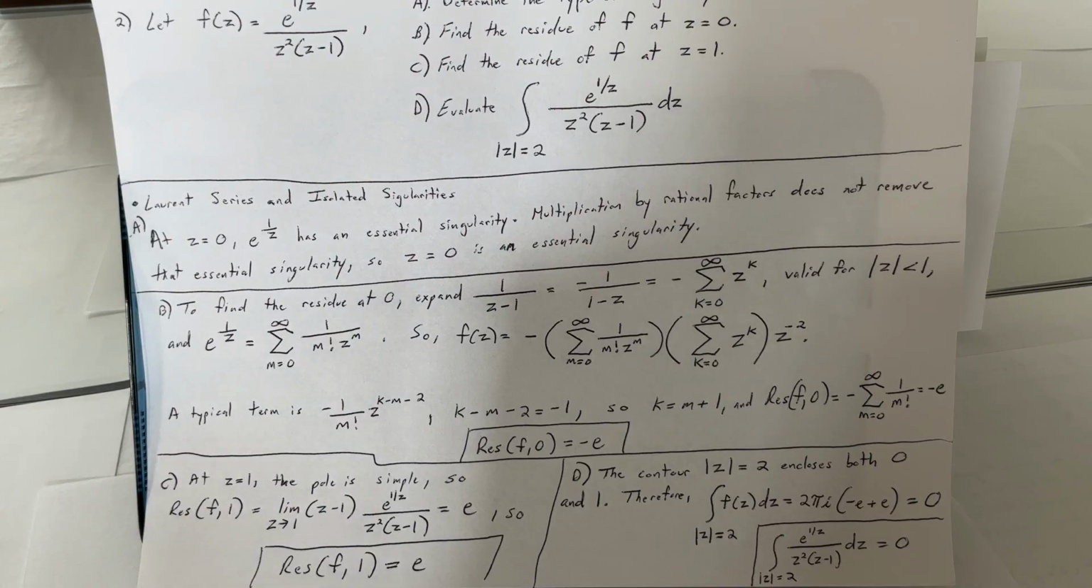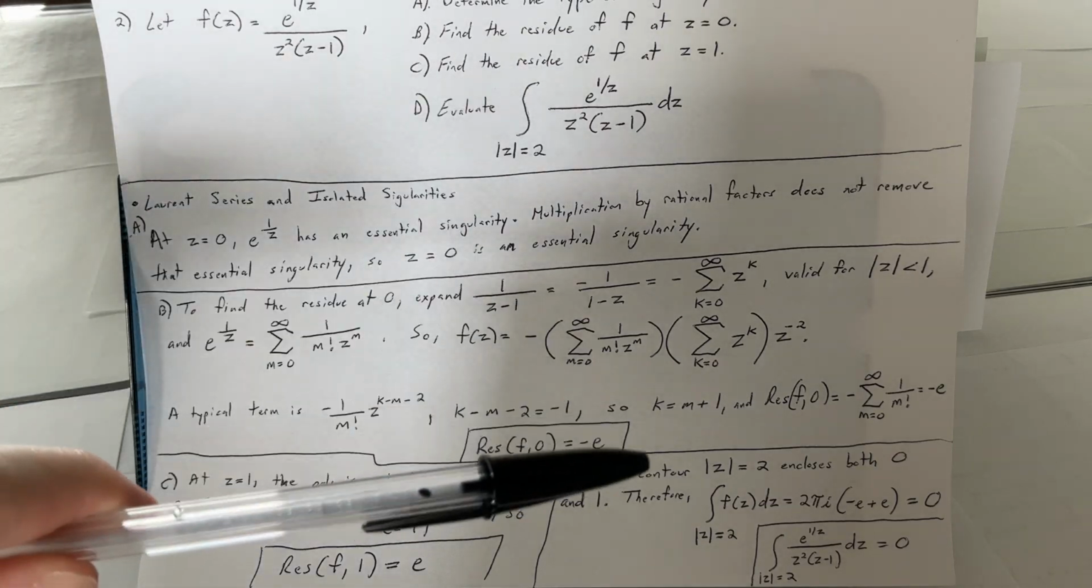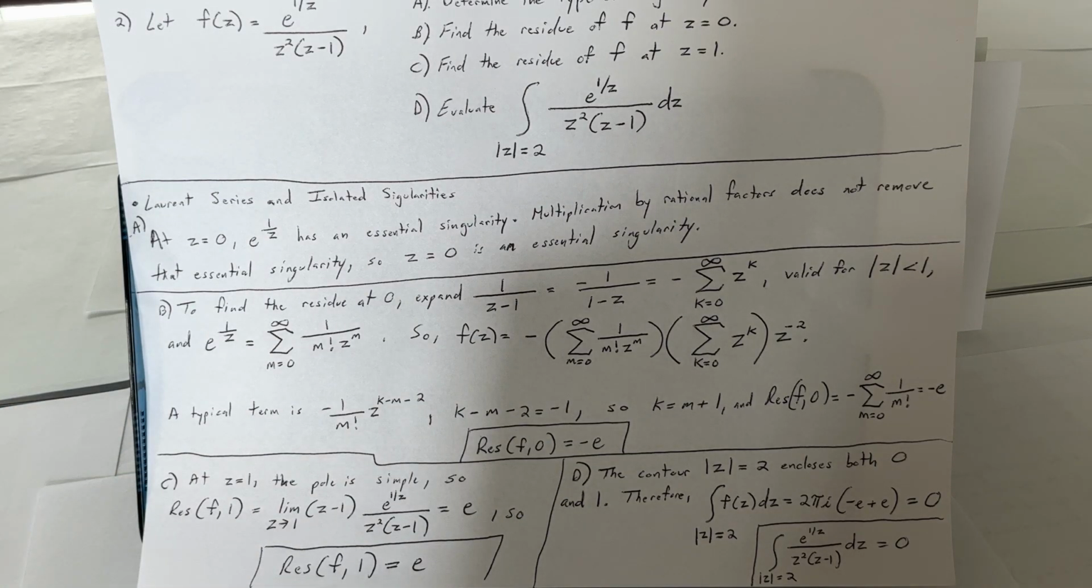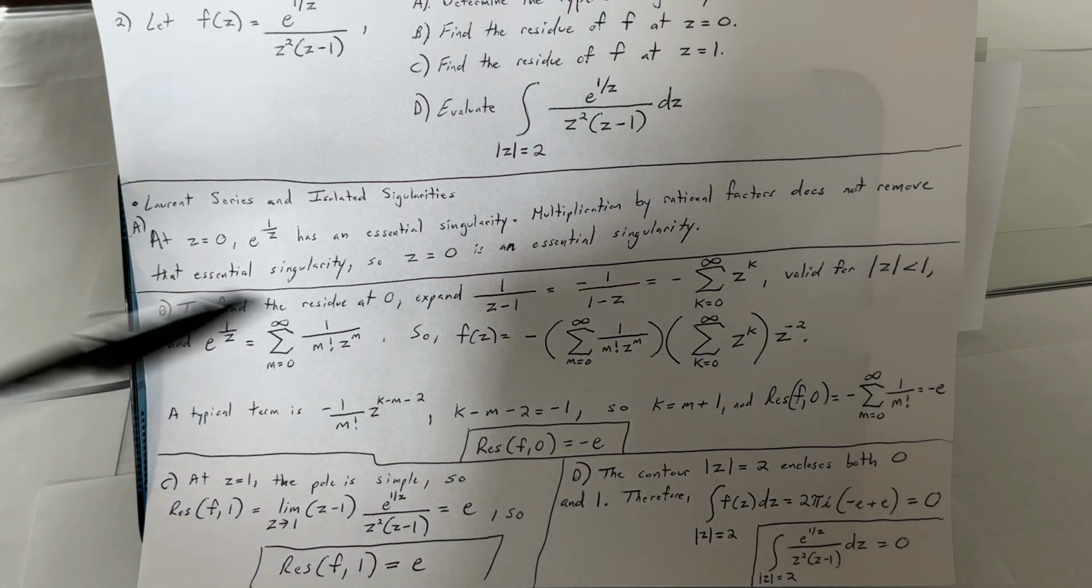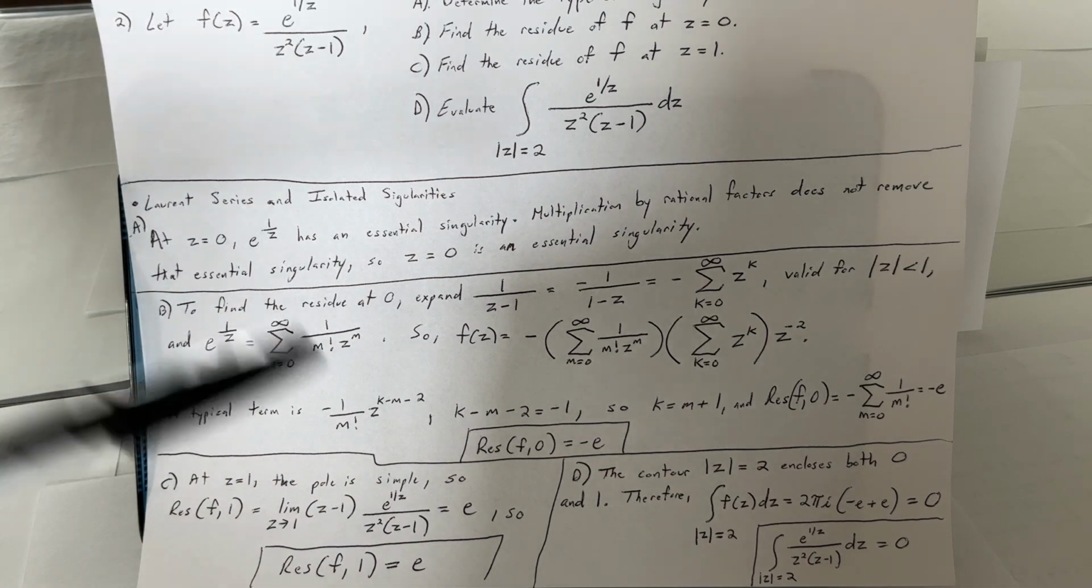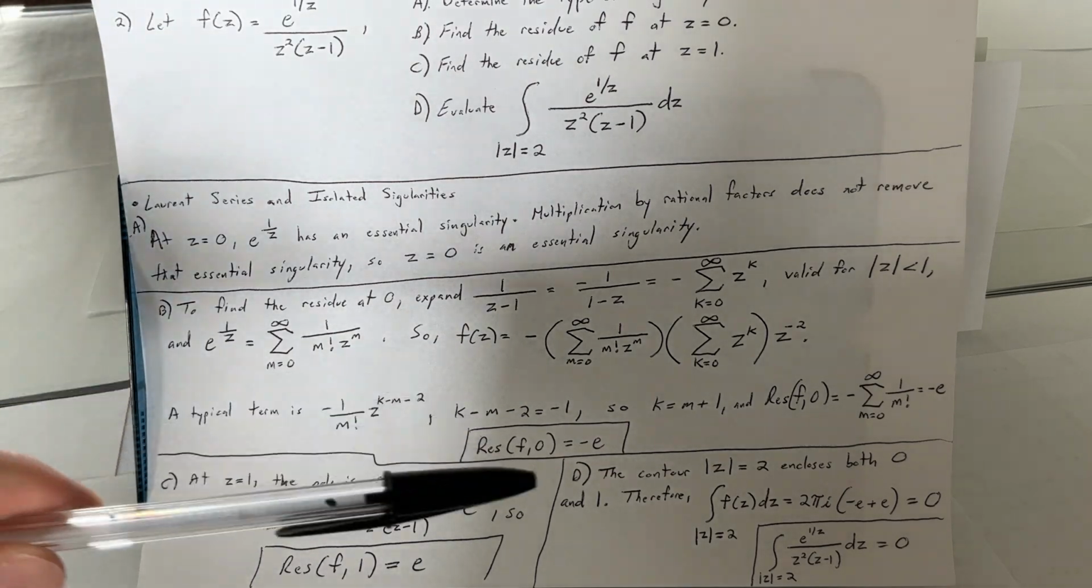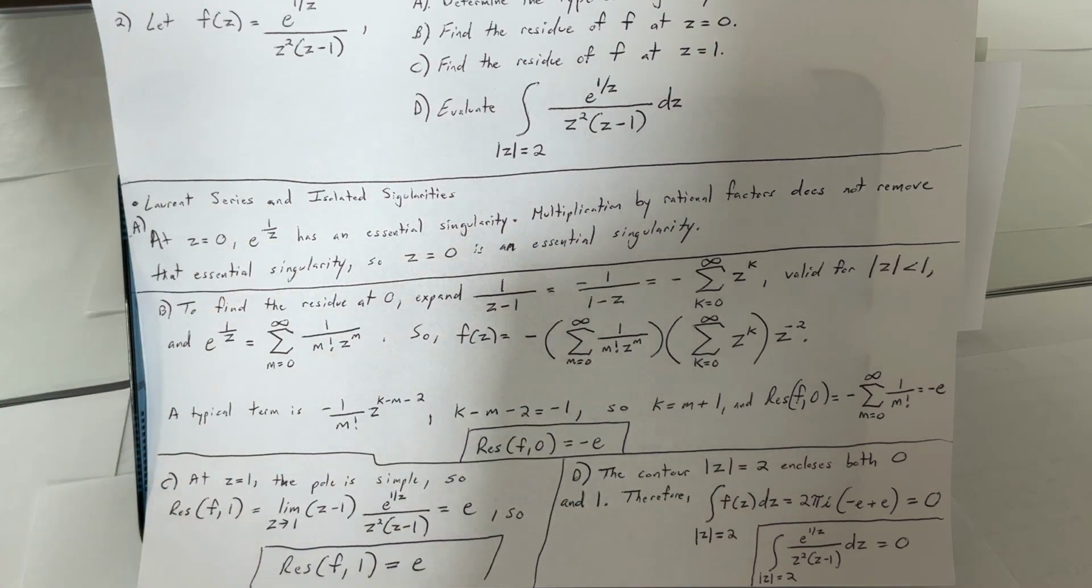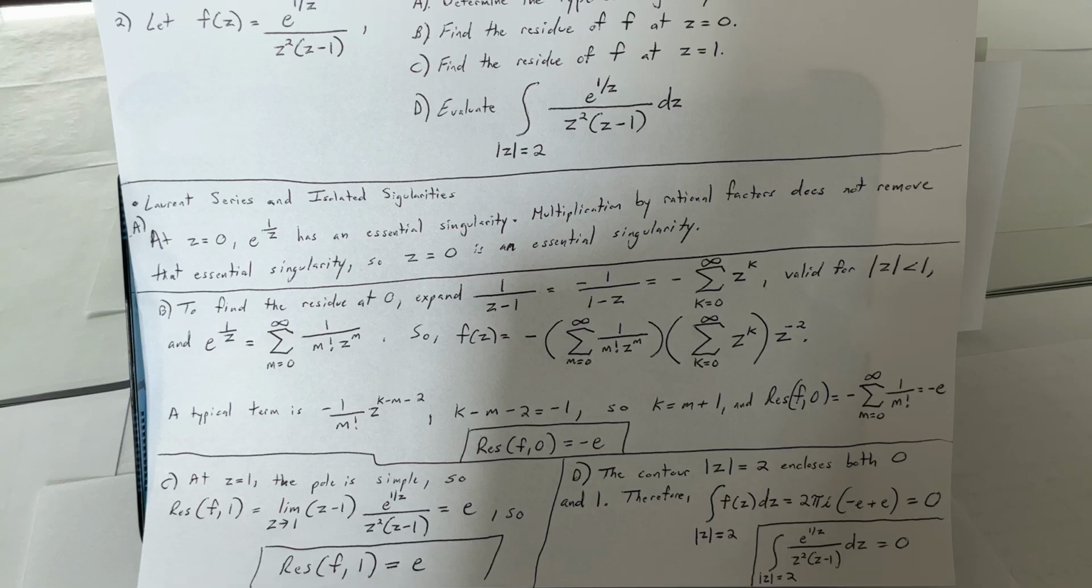And for part D, the contour is the circle with absolute value of z equals 2. The contour encloses both 0 and 1. Therefore, the integral of f of z dz equals 2 pi i times negative e plus e, which equals 0. So we're just going to get 0 for letter D. Okay, so that is number 2.